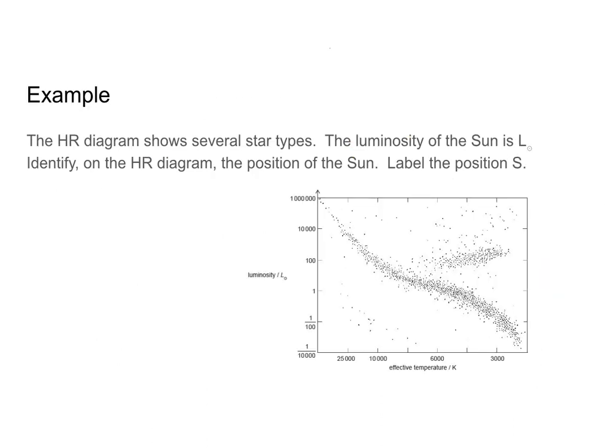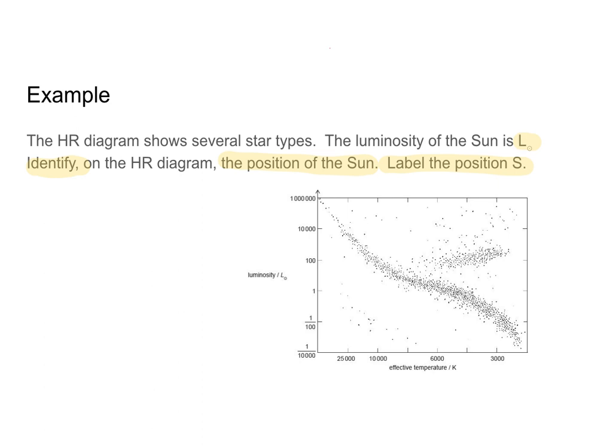So let's go ahead and do an example from an old IB exam. The HR diagram shows several star types. The luminosity of the sun is L sun. Identify on the HR diagram the position of the sun. Label the position S. So we're going to identify where the sun is and label that position with the letter S.